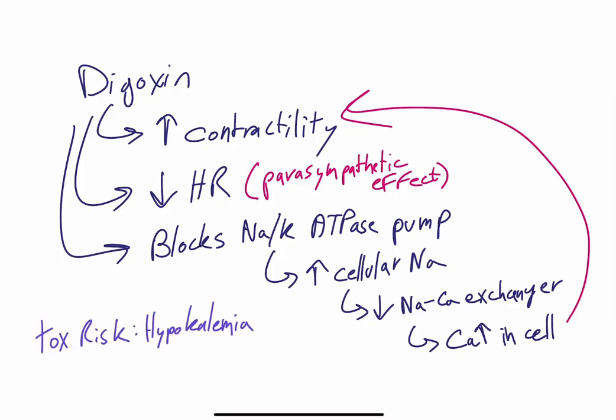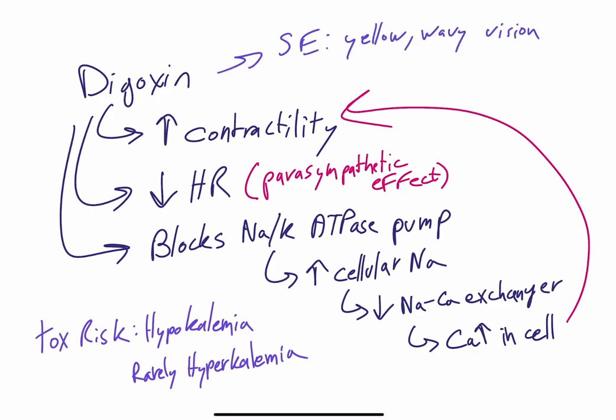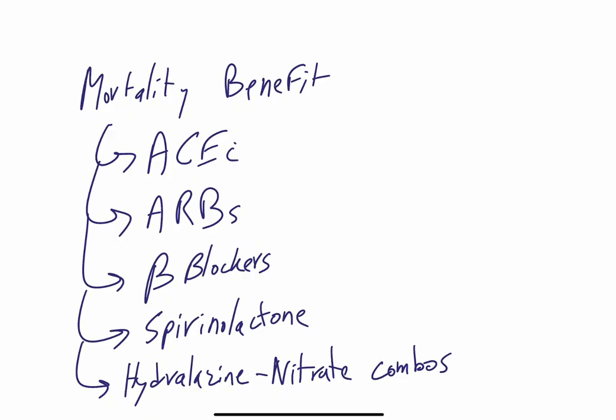Now, in terms of toxicity risks, you have to be aware that hypokalemia increases digoxin toxicity because potassium competes for the same binding site on the ATPase pump. Rarely, you might also see hyperkalemia caused by the buildup of potassium in the blood due to the blocking of said pump. Classic digoxin toxicity symptoms are visual disturbances, where you'll have yellow, wavy vision. You have to be aware that digoxin does not decrease mortality in heart failure. This is simply a symptom-controlling drug. Mortality benefit comes from ACE inhibitors, ARBs, beta blockers, spironolactone, and hydralazine nitrate combos. You will be tested on them. You have to know this list.